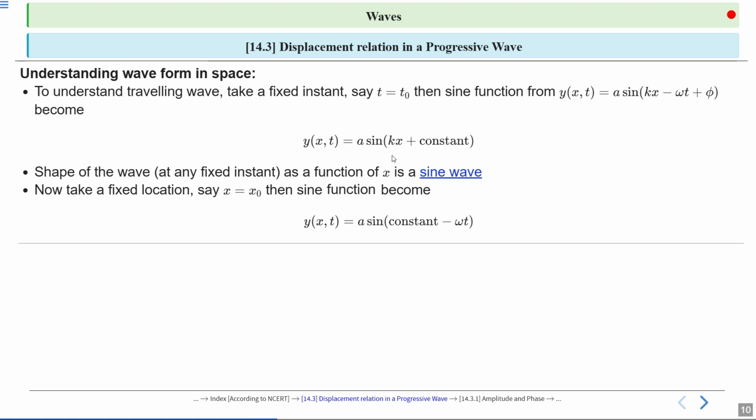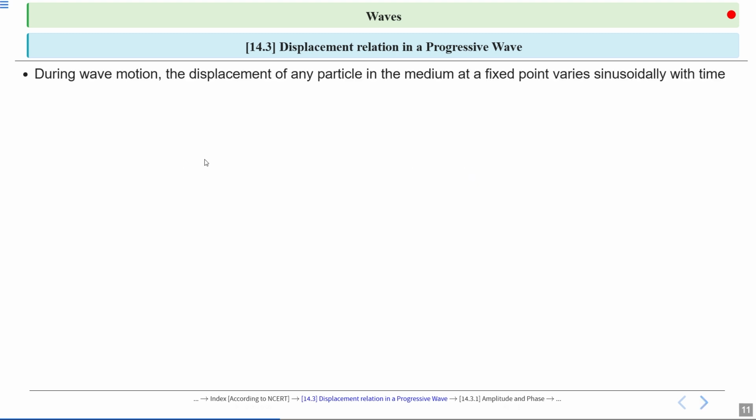So now take a fixed location, say x is equal to x naught. Then the sine function becomes y(x,t) is equal to A sin(constant minus omega t). Clear? Let's examine how waves move through a medium. At any fixed point, the displacement of a particle changes in a smooth repeating way over time. Specifically, it follows a sinusoidal pattern. This means if you watch a single point like a cork floating on water, it moves up and down in a regular wave-like motion.